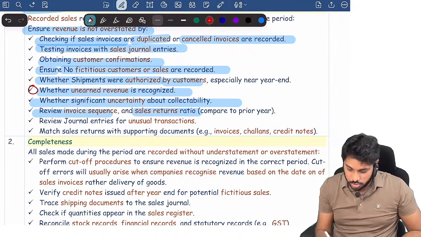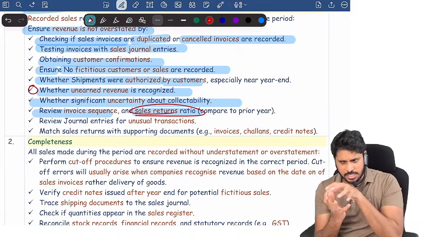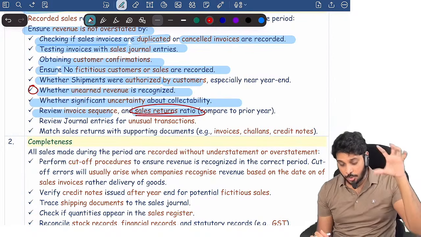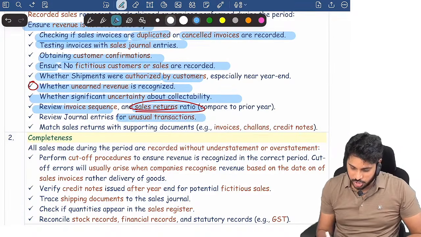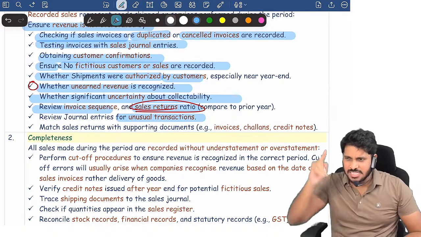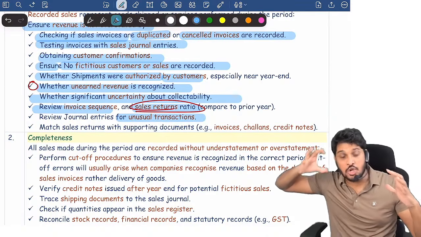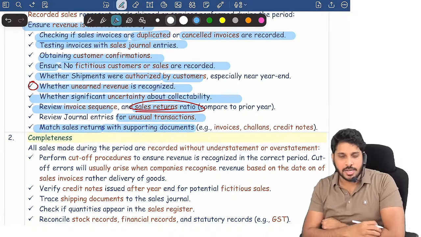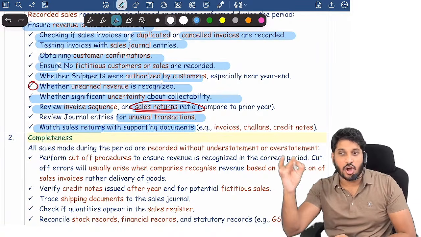And you should also see the sales return ratio. This year, sales returns to sales, how much is the ratio? Last year, sales returns to sales, how much is the ratio? And see journal entries for unusual sales. See, is there any sale transaction where suddenly a huge amount is there? Match sales returns with supporting documents. If there is any sales return, is it genuinely a sales return or what exactly?